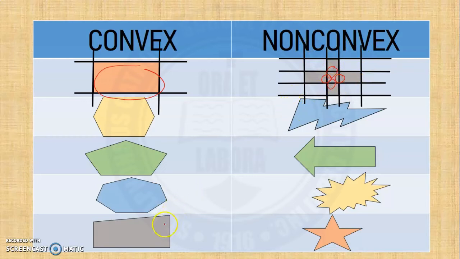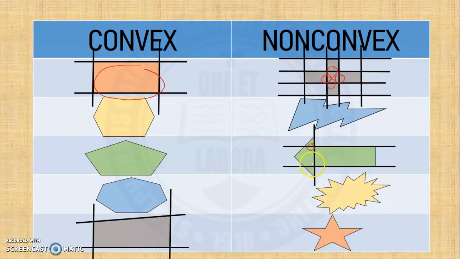Okay, let's have another example, this one. If we are going to extend all the sides of this polygon, there are no lines or points in the interior part. Now, how about this polygon? As you can see, we have points and lines in the interior part of the polygon. So that means this polygon is non-convex.